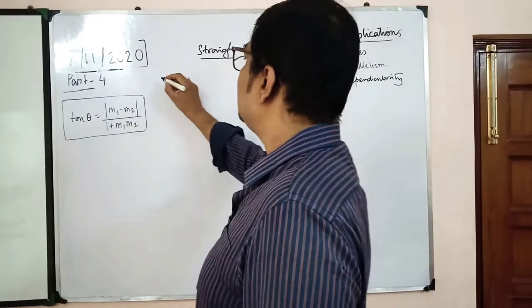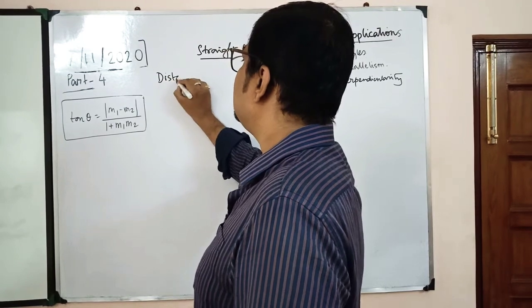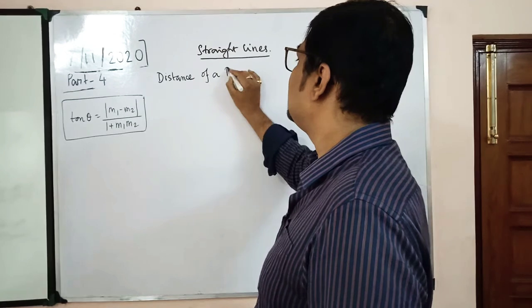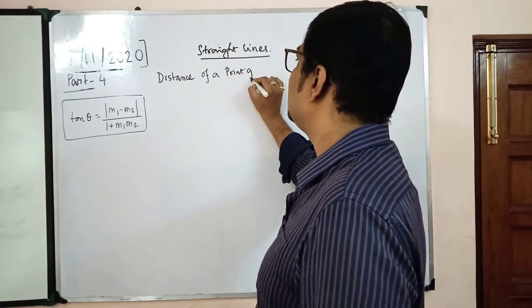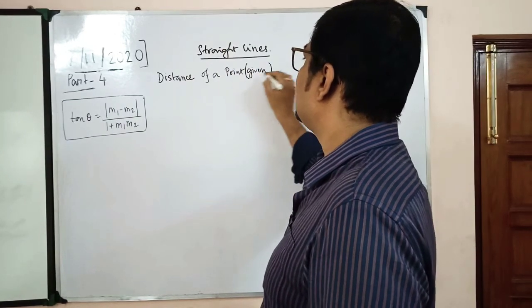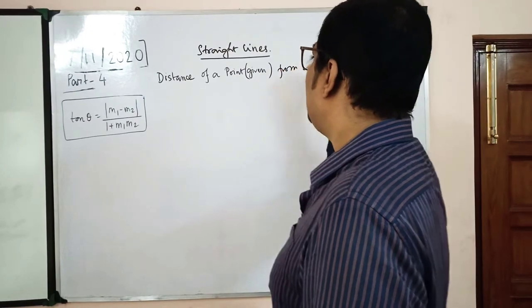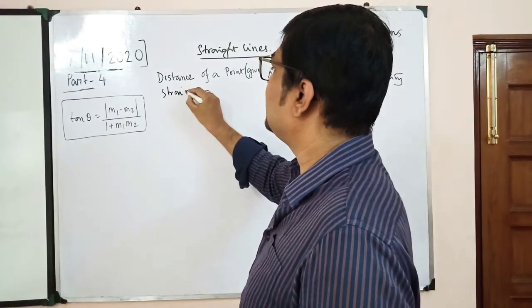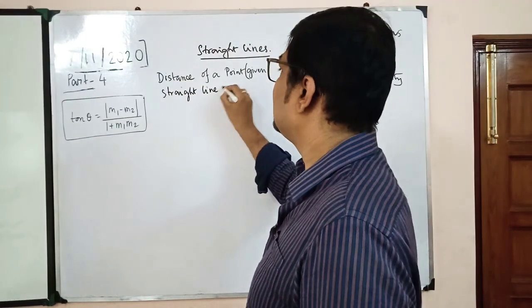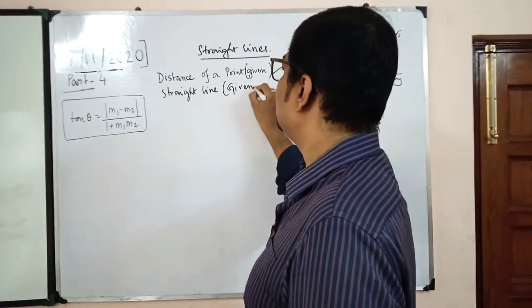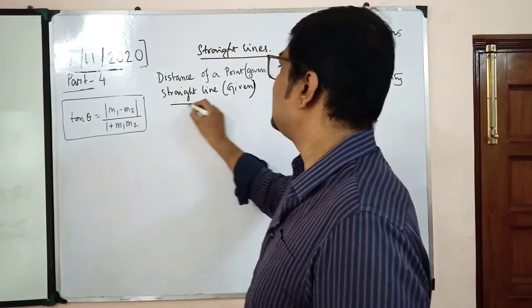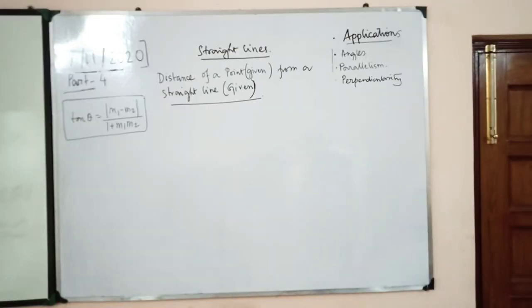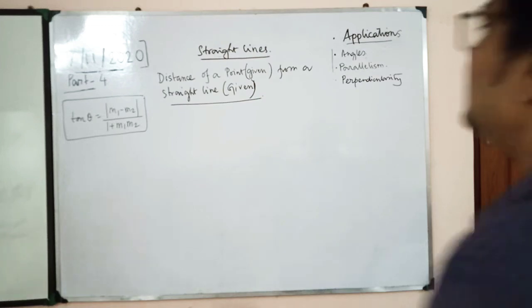Next we study the distance of a point which is given from a straight line. That is also given. Okay. So distance from a given point from a straight line.